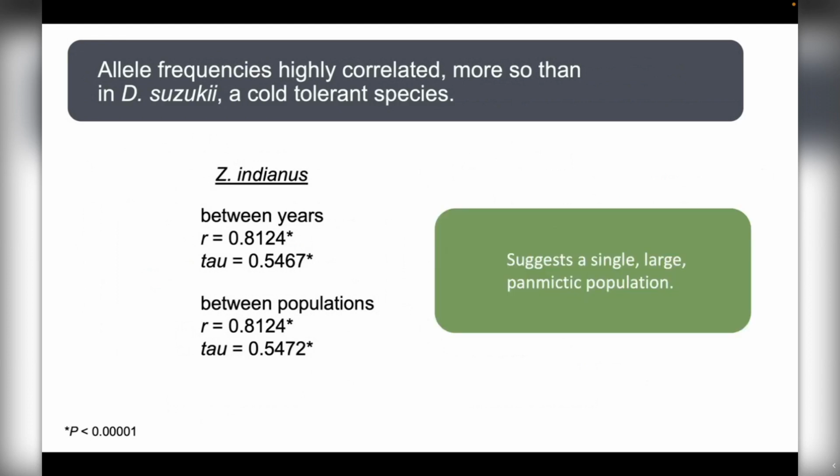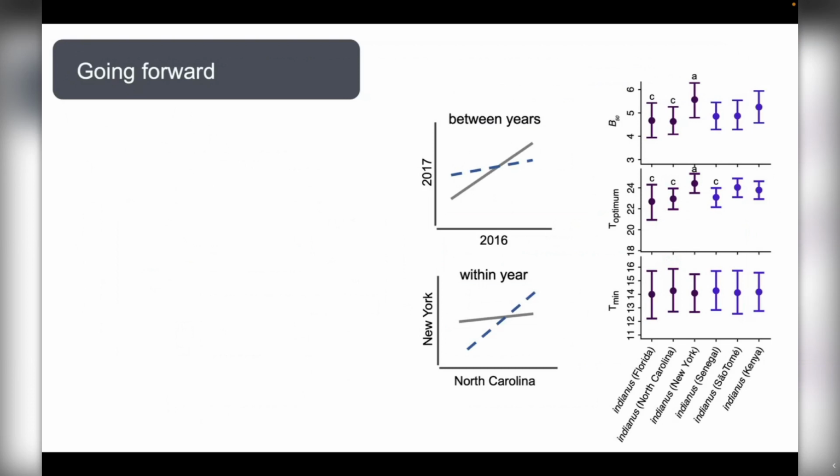So one interpretation of these patterns is that there's simply a single large panmictic population of Zaprionis indianus that might be colonizing northern environments each year, but that colonization isn't associated with a bottleneck and a loss of genetic diversity and a structuring of genetic diversity between years. But we need more data to test that.